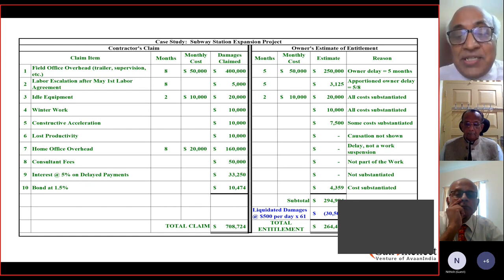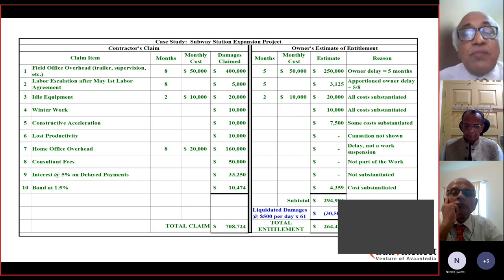So they cannot claim it separately. So, you know, there is a thing. Then the bond, they again, the substantiated cost, they have agreed for part of the amount, just like the escalation, labor escalation, they have agreed for part of it.